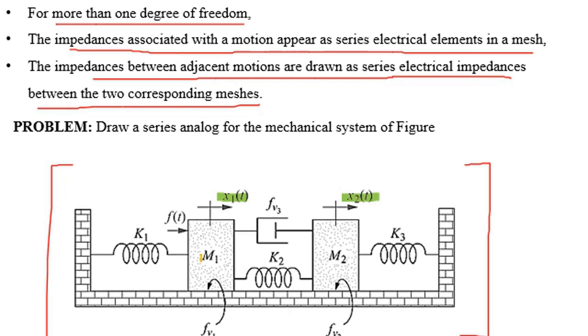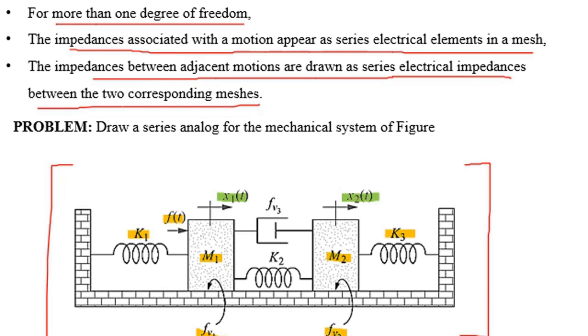Students, now if you look at the figure, M1 is directly connected with a spring with coefficient K1, surface friction represented by f_v1, and applied force F of t. So these quantities will occur in the first loop.